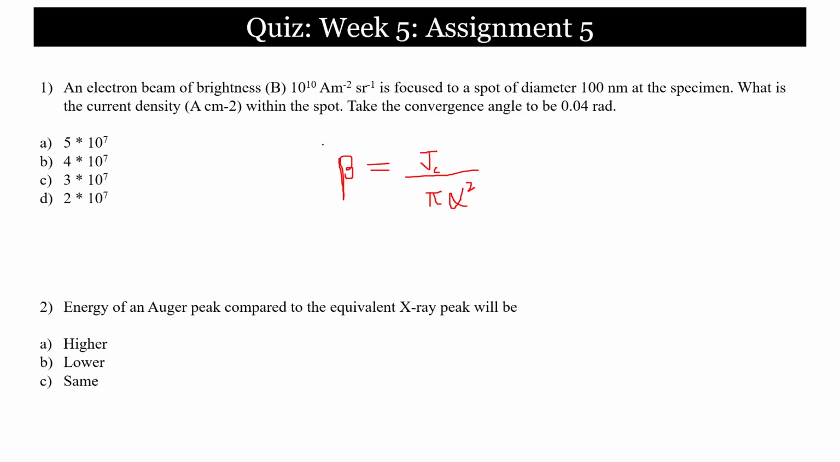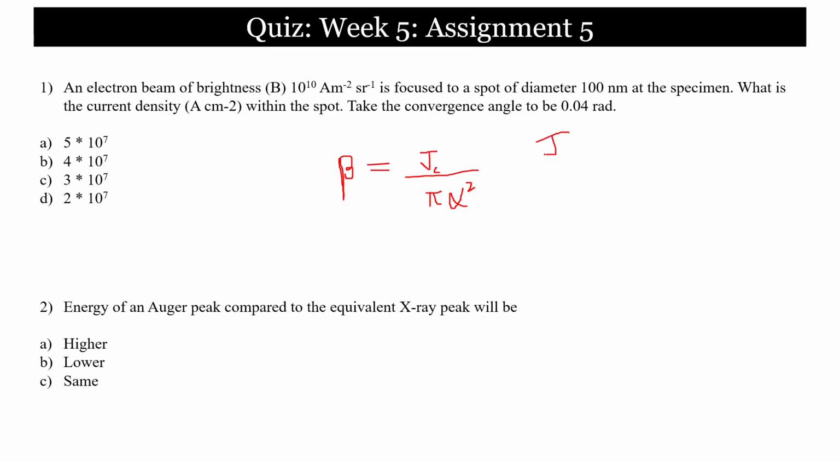Remember anyone? This is your formula for brightness, where beta is given as Jc, that is the current density, divided by the solid angle, that is pi alpha square. So in this case we need to calculate the current density, that is Jc.